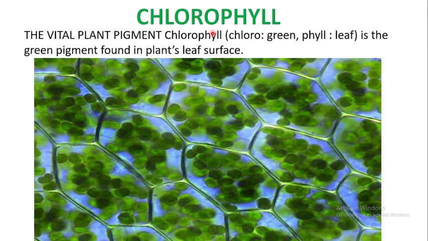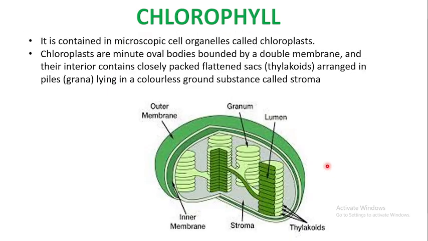Now let's talk about chlorophyll, the vital plant pigment. Chlorophyll, where chloro means green and phyll means leaf, is the green pigment which is found in plant's leaf surface. So you can see this is how it looks like. And this is one cell. If you see the chlorophyll very clearly, it is something like this. It is contained in microscopic cell organelles called chloroplast.